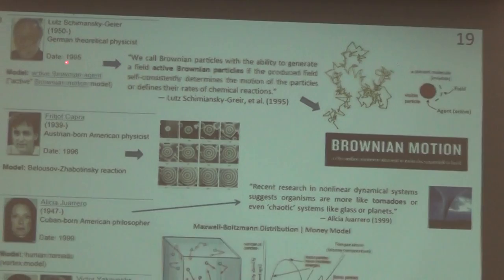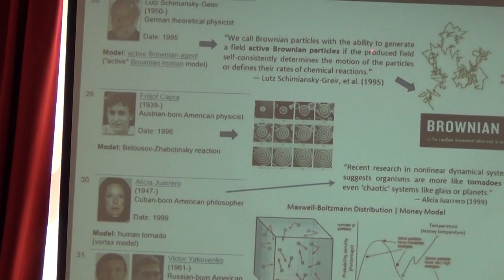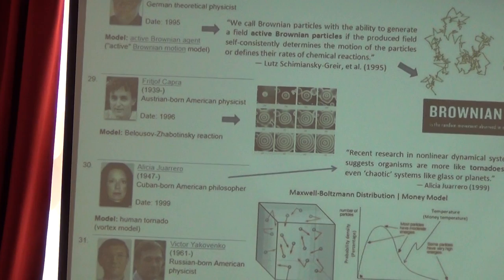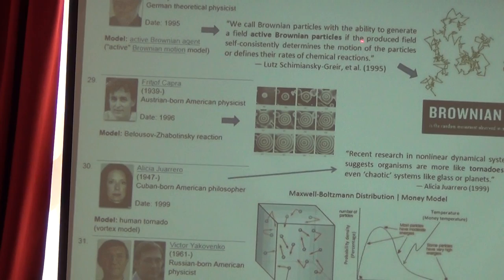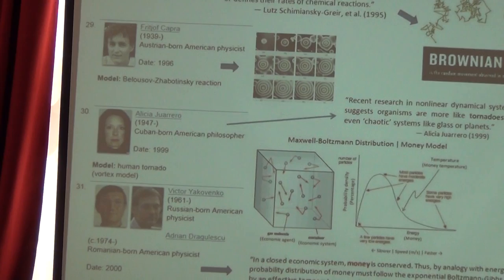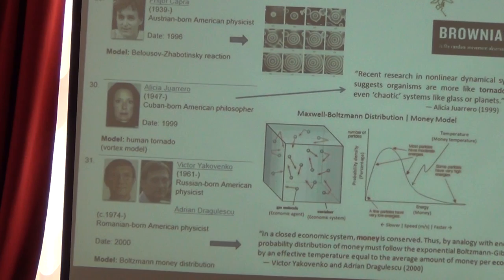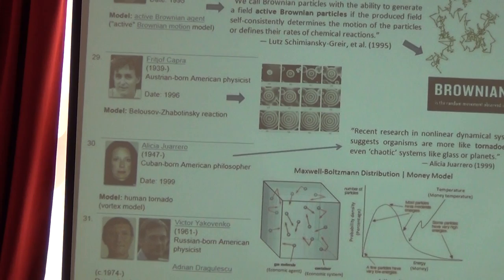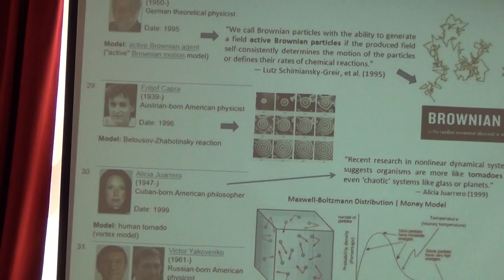Lutz Schimansky-Geier here is one of the big theorists who used the Brownian motion. Some of these you're going to find errors. He says the Brownian particle has the ability to generate a field. Okay, that's correct. Every particle in the universe has the ability to generate a field. Then he goes in here and says if it produces a field that self-consistently determines its motion, that's what's called perpetual motion. He said the particle generates this field, but then this is called a feedback loop. And you'll find a lot of this in modern times, when you begin to apply physics and chemistry, a lot of people want to use these loop mechanisms to conceive of themselves as a perpetual motion entity, which means you're in charge of your own movement.